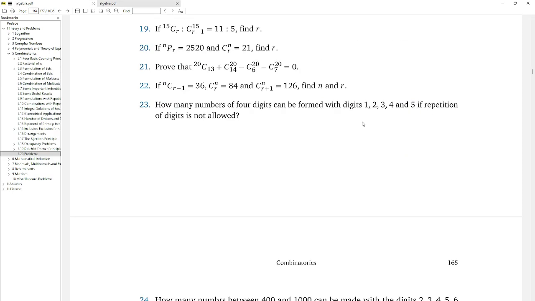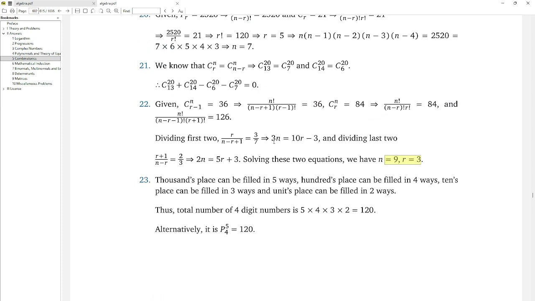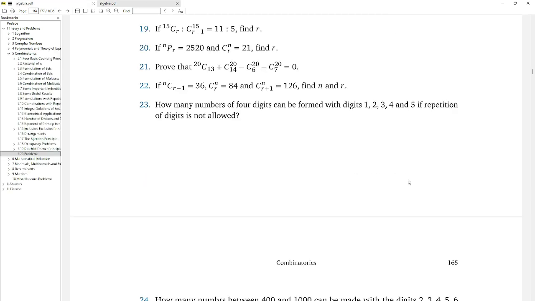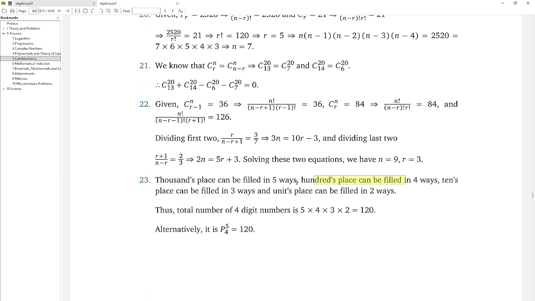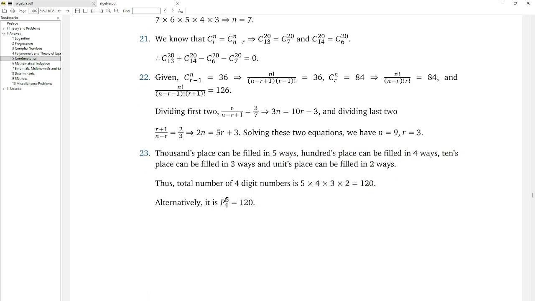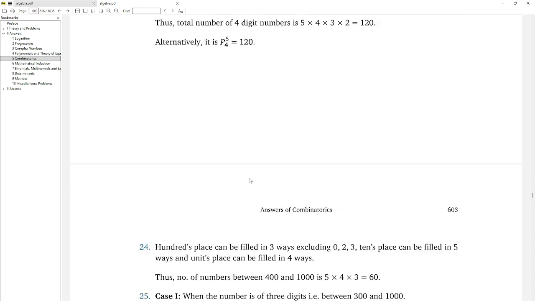So 1, 2, 3, 4, 5 are there, okay? So 5 different numbers. The 1000 place can be filled in 5 ways, 100 place can be filled in 4 ways, because repetition is not allowed. So once we pick one number for the 1000 place, it cannot be picked for the 100 place. Tens place can be filled in 3 ways, units place can be filled in 2 ways. So the total number of 4-digit numbers is 5 into 4 into 3 into 2, that is 120. Or alternatively, you can straight up apply the formula 5P4 is equal to 120.